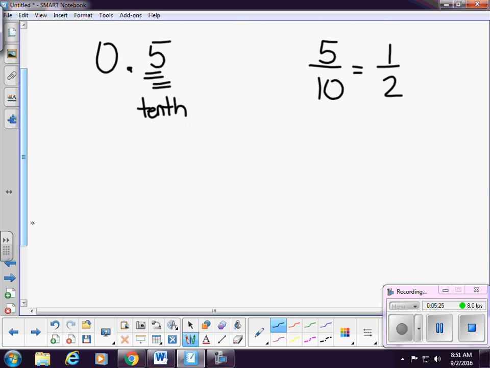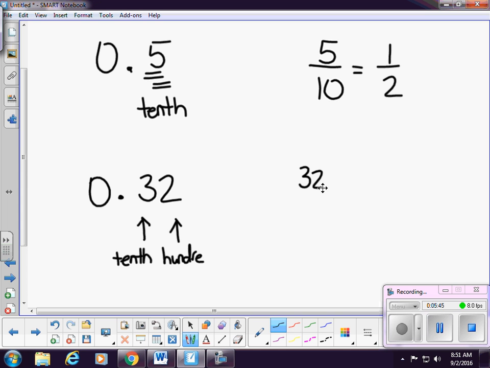I'm going to scroll up a little bit. Let's say I have something like 0.32. Well, again, if you know your place values, remember the first one was a 10th place. The second is the 100th place. So that means I'm going to write 32 over 100.